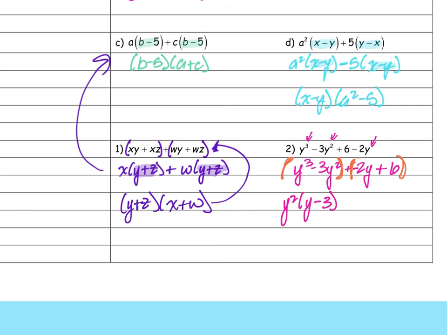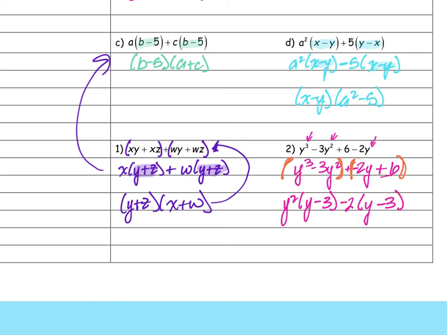Because what I need to do, remember when I said I needed to make sure that my second parenthesis was y minus 3? And right now my constant term is a plus 6. The only way to get that plus 6 to become a minus 3 is to factor out a negative 2, right? So if I factor out a negative 2, then I get y minus 3.